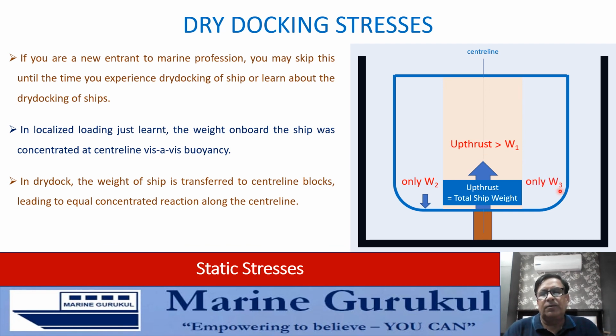On this side, we only have the weight of this portion. There is nothing supporting it upwards, so there is a resultant downward force. Now in this cross-sectional view, if you see, closer to the center line, there is a resultant upward force. On the sides, there is a resultant downward force, which tends to cause a deformation as shown by these broken lines. This shows the tendency of the vessel to deform in dry dock.